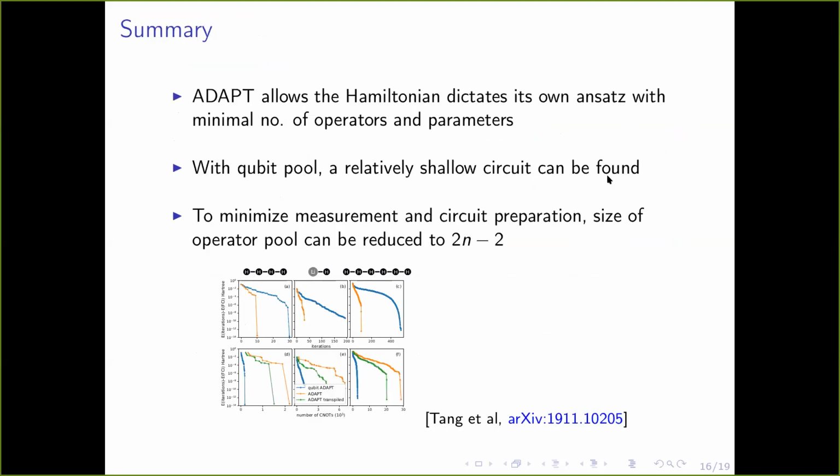In conclusion, we can say that ADAPT allows the Hamiltonian to dictate its own ansatz with a minimal number of operators and parameters, while using the qubit pool, a relatively shallow circuit can be found. And to minimize the measurement and circuit preparation cost, the size of the operator pool can be reduced to 2n minus 2 with a systematic construction of those minimal complete pools.